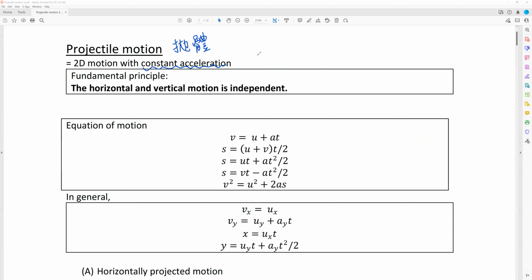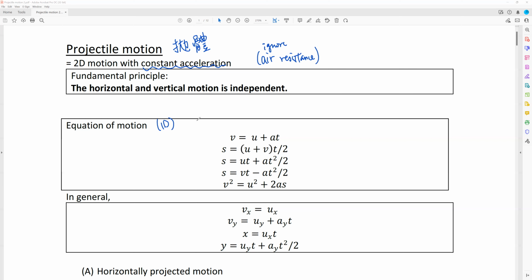Now, most likely, we will just ignore the air resistance. And because this is a 2D motion, it will be more complicated than 1D motion. But we still can apply the equations of motion you have used in 1D. In total, we have 5 equations of motion, if you still remember. I think all of you can remember these very well.